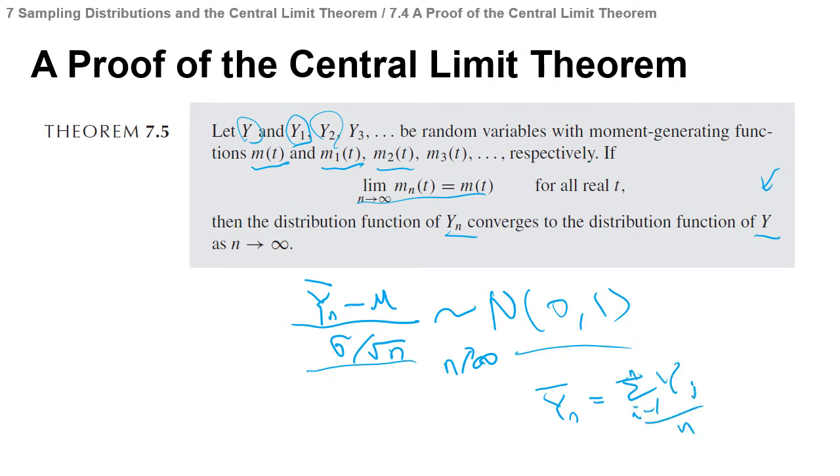So what we want to prove is that Mn(t), the moment generating function of Yn bar, goes to the moment generating function of the standardized normal distribution, and that would be the proof for the central limit theorem. That's how we prove the central limit theorem. Let's go into the details.